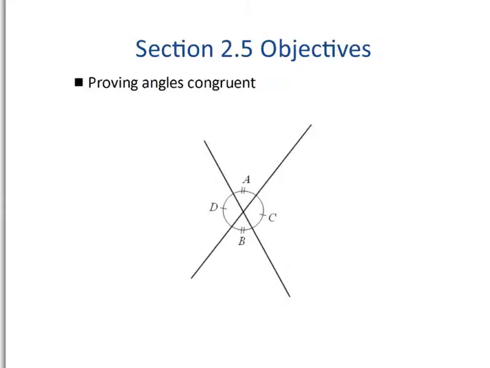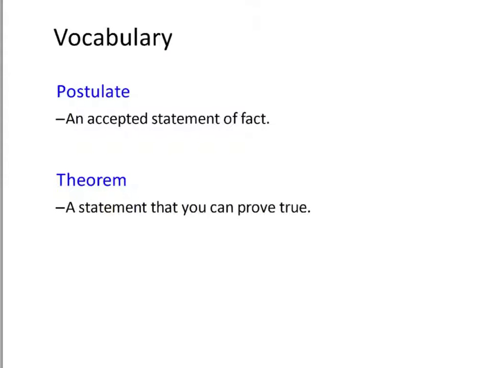Welcome to Chapter 2, Lesson 5. Our objectives today are just proving angles are congruent. There's two vocabulary words that we talk about in this lesson.